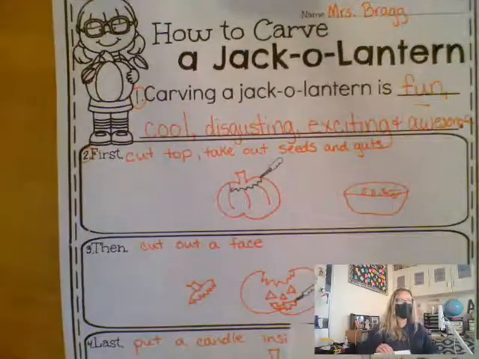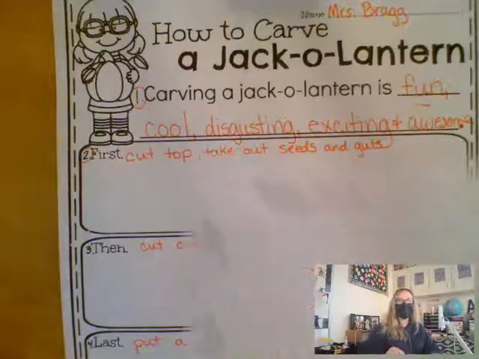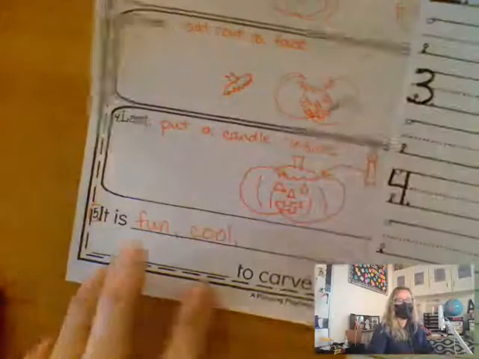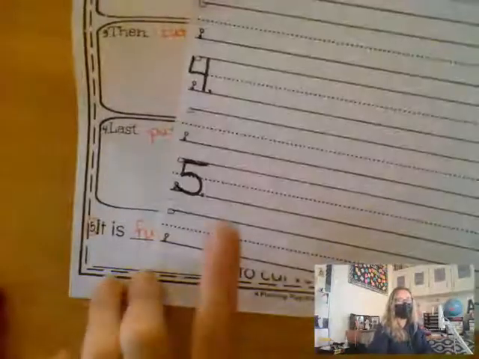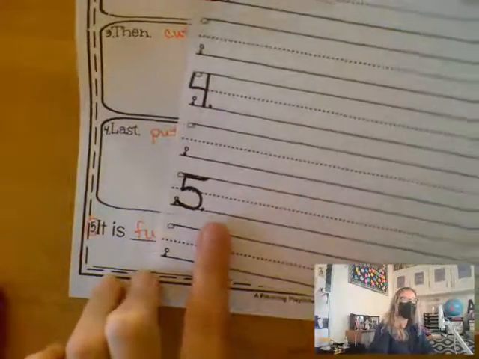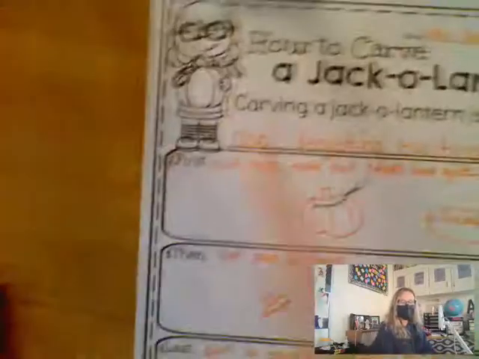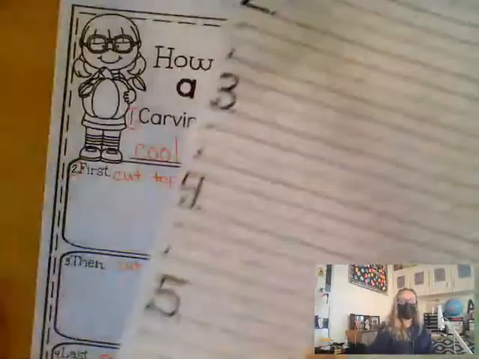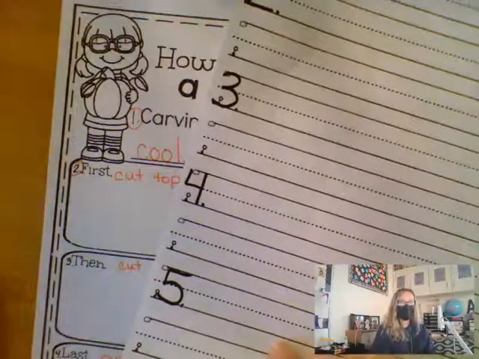Can anyone guess where the idea you put in number 4 goes? Yeah. Connor? Number 4. Not number 4. And I bet you can't guess, Landon, where idea number 5 goes. On the number 5. Does everyone see how there are numbers 1, 2, 3, 4, and 5 on this planning page? Yeah. And numbers 1, 2, 3, 4, and 5 on this rough draft.